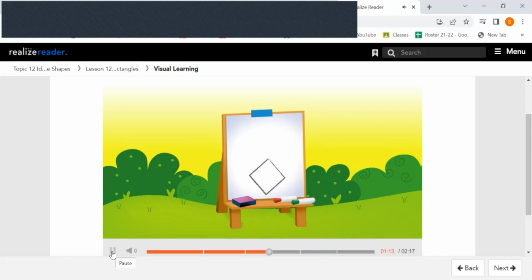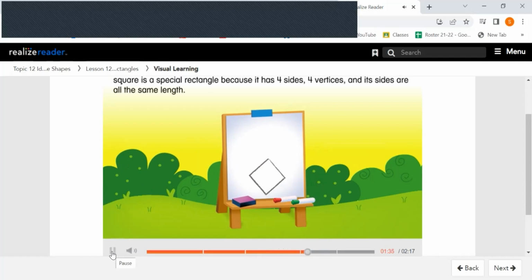Now look at the shape that is traced. How many sides does the shape have? It has four sides. How many vertices does the shape have? It has four vertices. Are all of the sides the same length? Yes, all of the sides are the same length. This shape is called a square. A square is a special rectangle because it has four sides, four vertices, and its sides are all the same length.